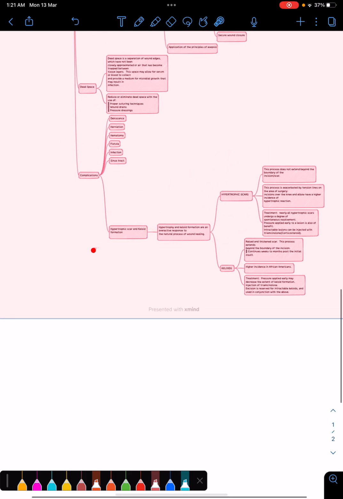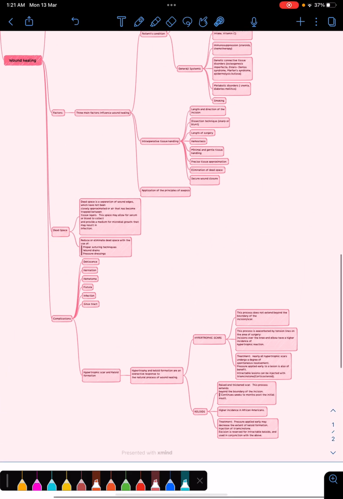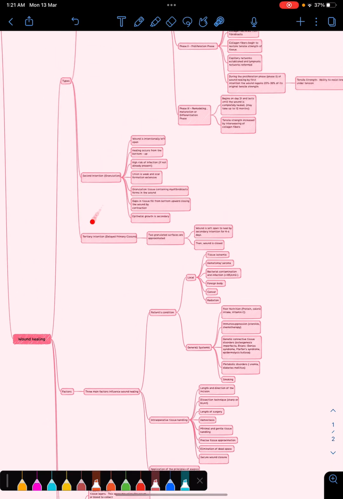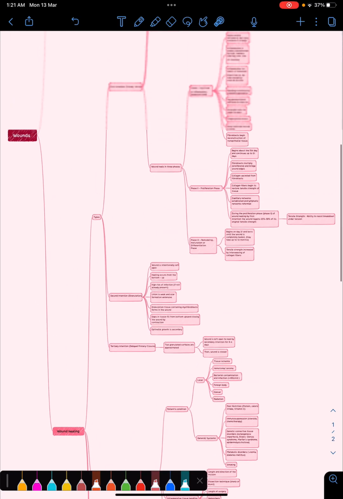So we've talked about complications, the dead space, the factors, and the types, which is all related to wound healing. Hopefully you guys have benefited from it, and thank you.